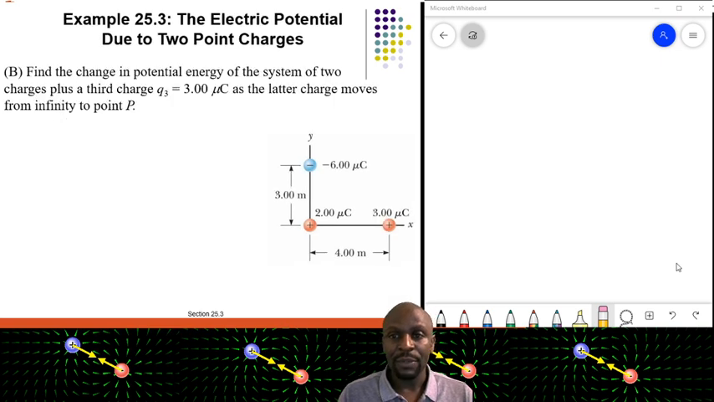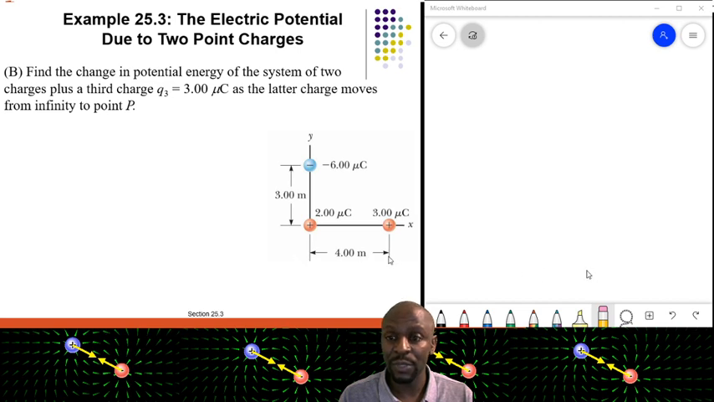Good. Now the second part of the question says find the change in potential energy of the system of two charges plus a third charge Q3, where Q3 is 3.00 microcoulomb, as this charge moves from infinity to point P. Before this charge was here, we already know what the potential is there. This charge coming here is not going to change the potential at point P from the previous example that we have done.